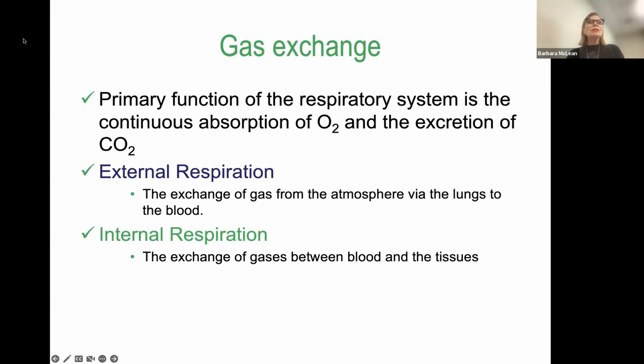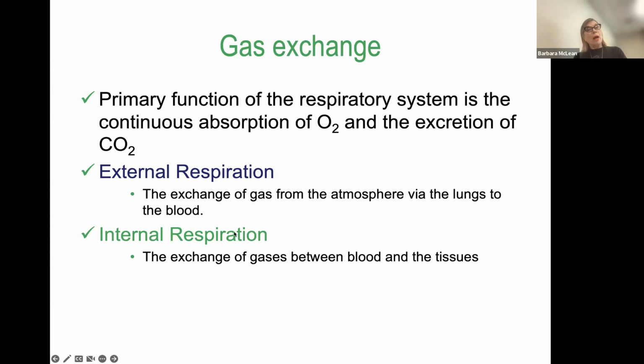All right, so always important to start off with just a remembrance of what gas exchange is about. When we're talking about the respiratory system, gas exchange is about the continuous absorption of oxygen into the blood and the excretion of CO2 out of the blood. Now that is actually external respiration, which is exchange of gas from the atmosphere, or from the percent FiO2, into the lungs, into the blood, and out of the blood into the lungs and out into the atmosphere. So I always refer to it as oxygen upload and CO2 download. That occurs at the lungs.